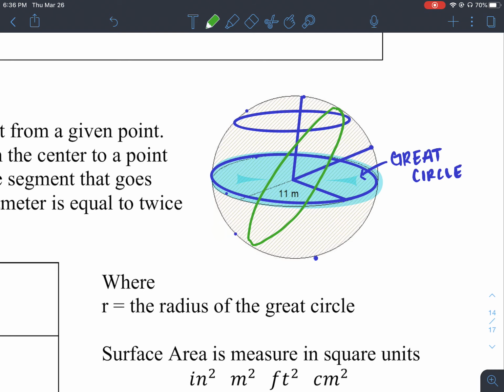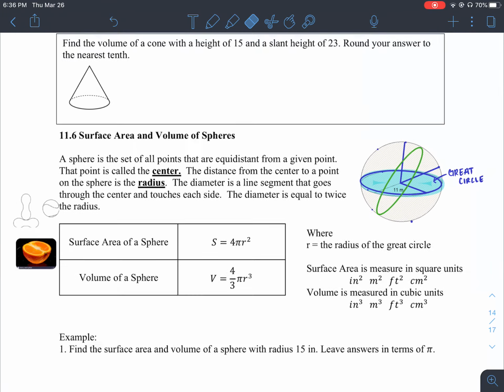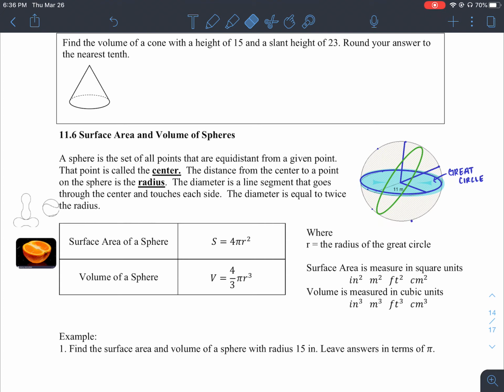You can cut it that way, this way. Oops. We're going to pretend that was a circle. Let's try it again. There you go. Those are all these great circles. So that idea is going to come into play. So the radius of your sphere is the radius of your great circle.